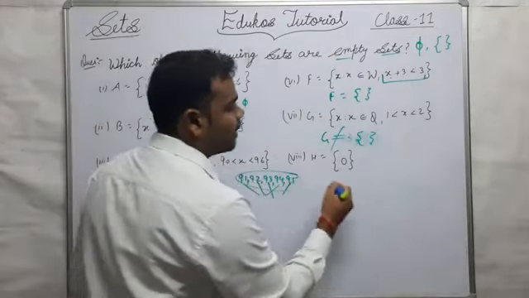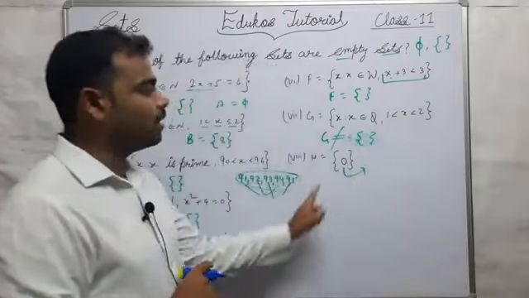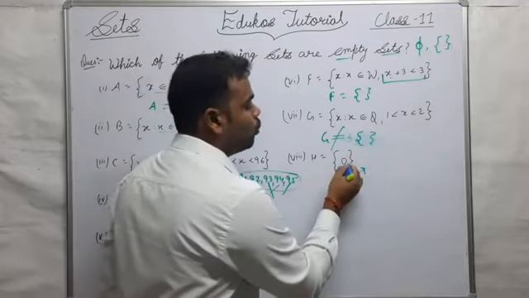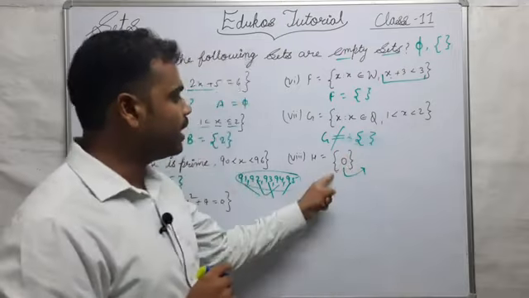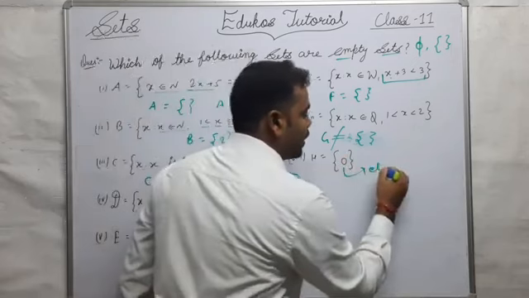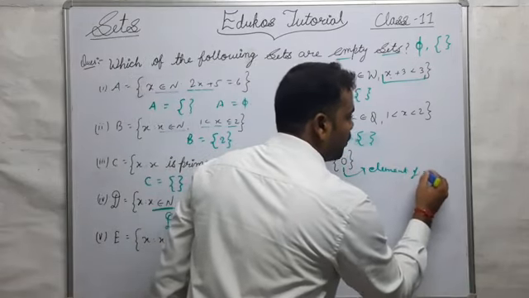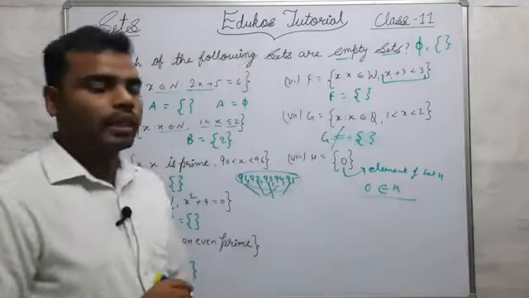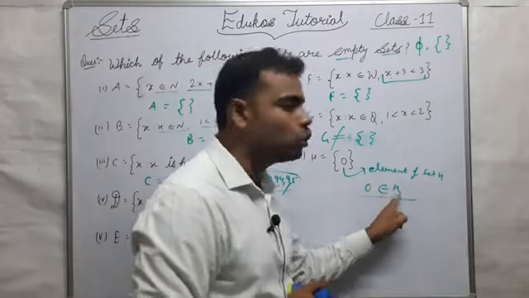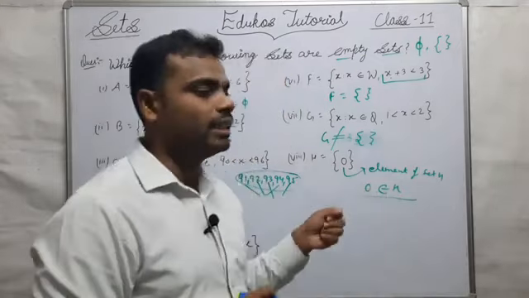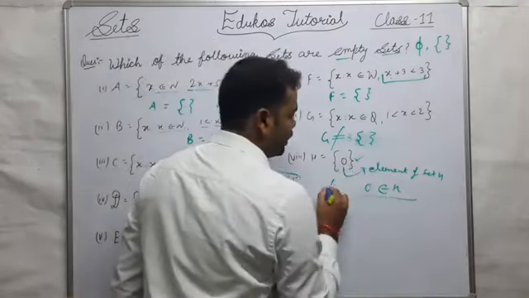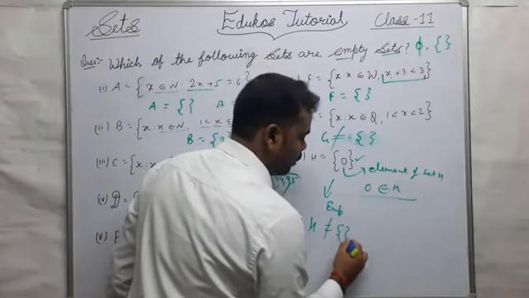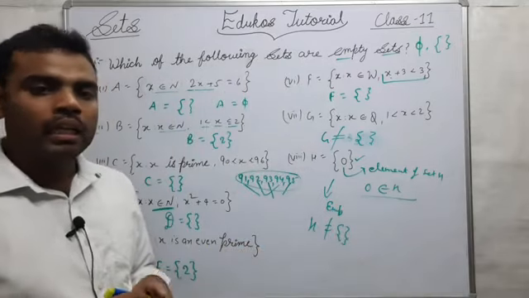In set H, it is given 0. So 0 here is not indicating that it is an empty set. 0 is an element of set H, or we can say that 0 belongs to H. If 0 is an element of set H, then we can simply say that H is not an empty set.